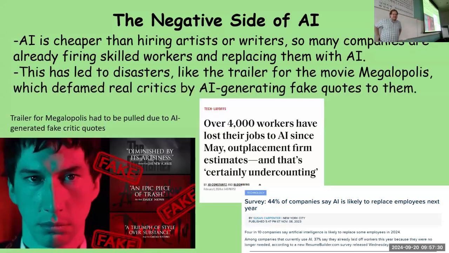This has led to some disasters. Like maybe you heard about this. There was a trailer for the movie Megalopolis, where the company that made the trailer was too cheap to hire actual writers to write the trailer, so they used AI. And what AI did is it created fake quotes by real movie critics and attributed them to them, which defamed them. That's kind of illegal, to falsely claim that they said those things, and the trailer had to be taken down. But it was because AI wrote the script for the trailer.